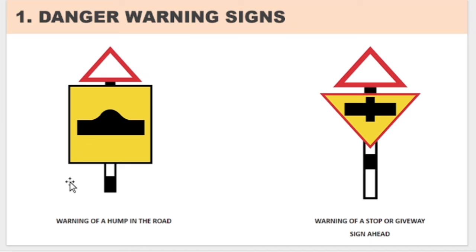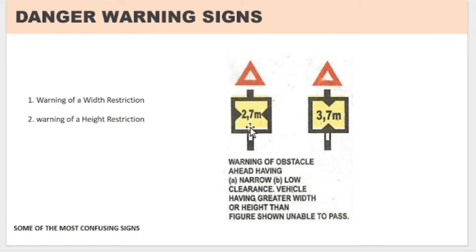Moving on to the next question. This is a warning of a hump in the road, so we'll talk about this, right? Now this one is quite exciting. This is a warning of a stop or give way sign ahead. So when you see this sign, it means that either you come to a stop sign or you come to a give way sign ahead. So this just tells you that as you are moving, expect to see a stop sign or give way sign in the road ahead. Okay, so that's what the sign means.